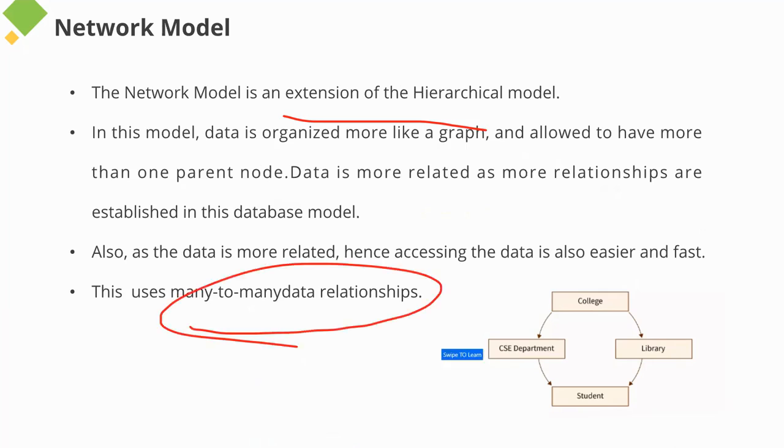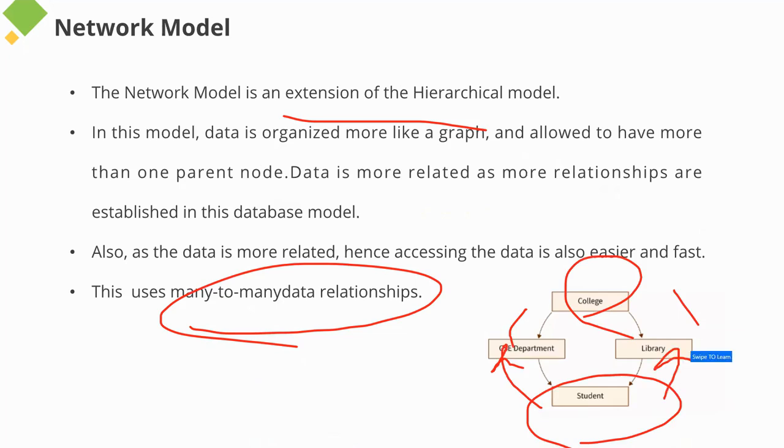Like a college consists of a department and library, and the student accesses both the department and library. So if you see the college, it has the CSE department and library, and the college also has students indirectly, right? So this is how the network model is used.